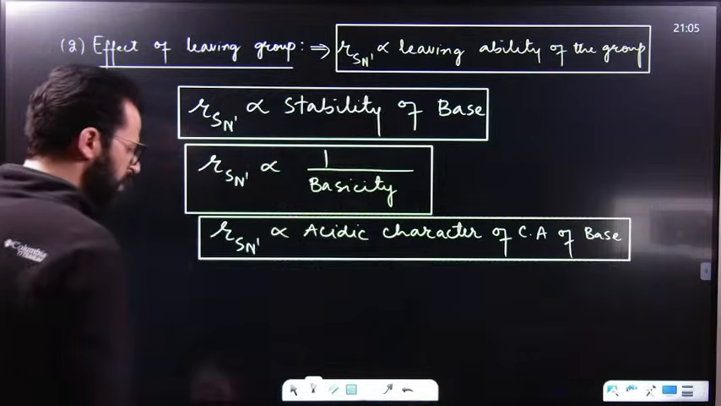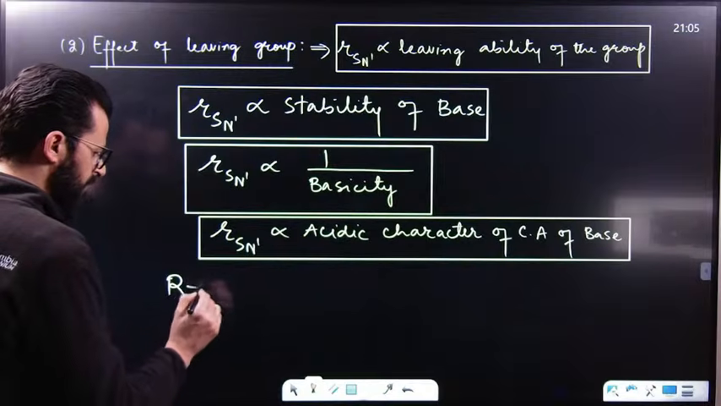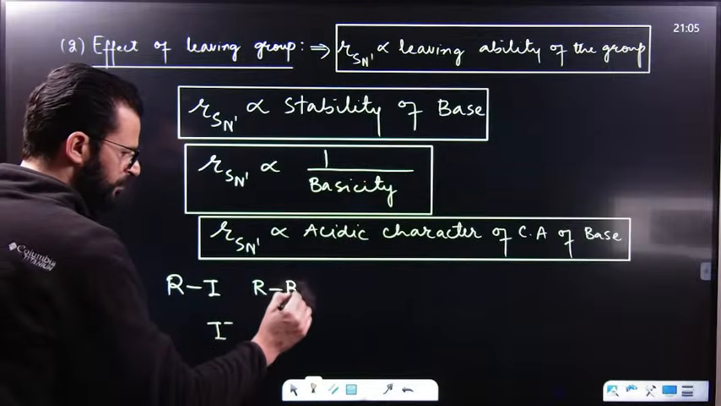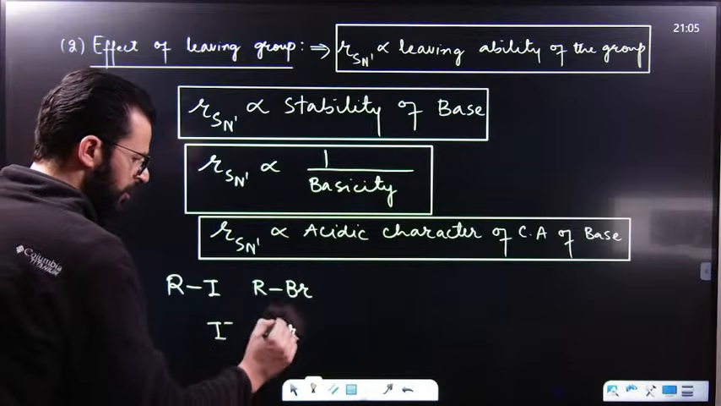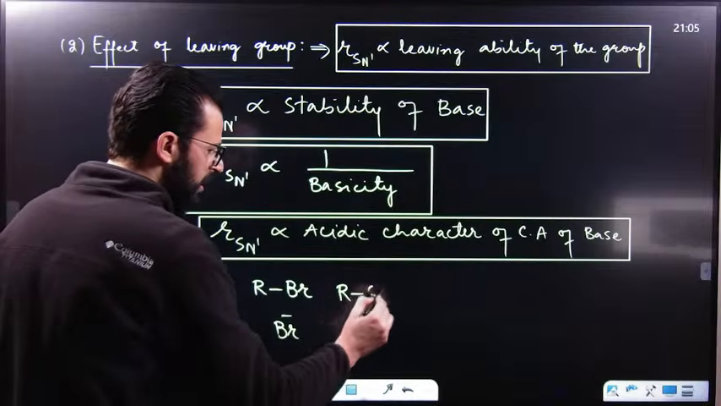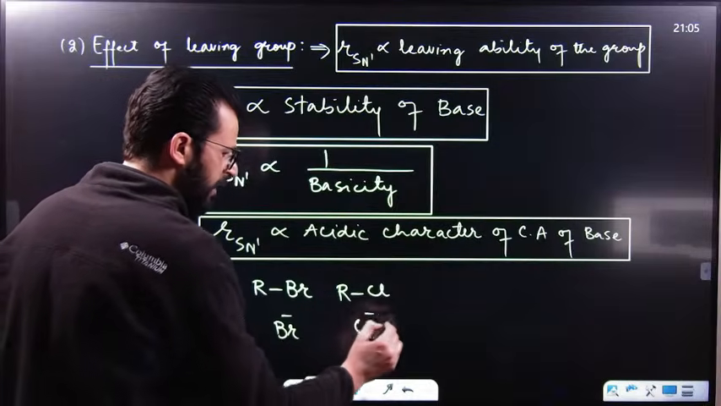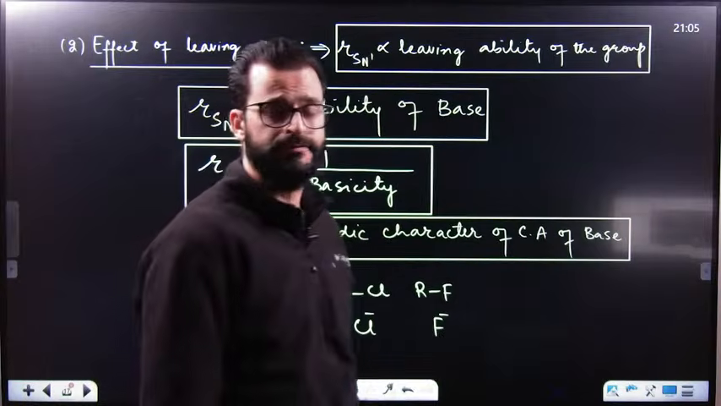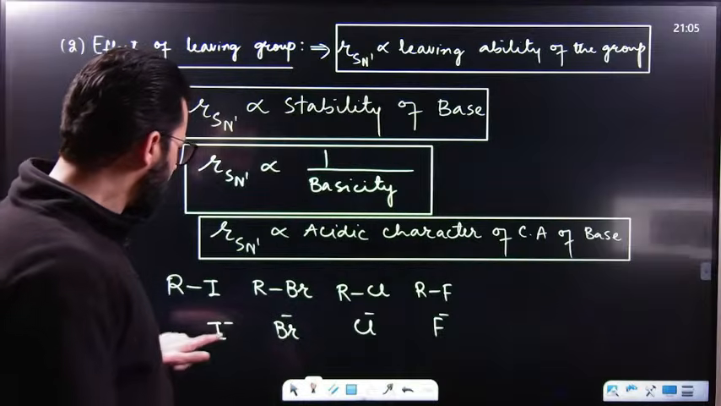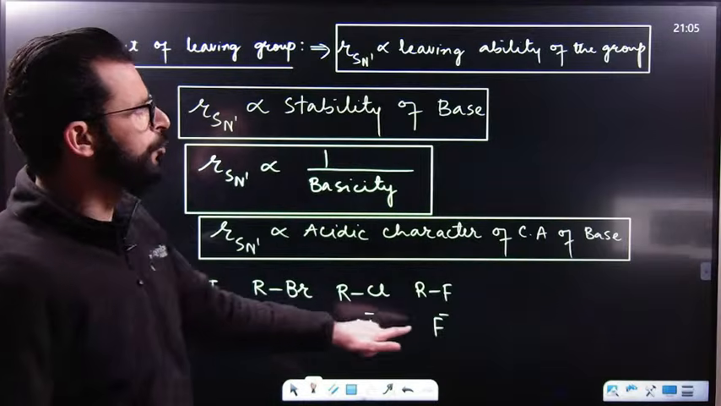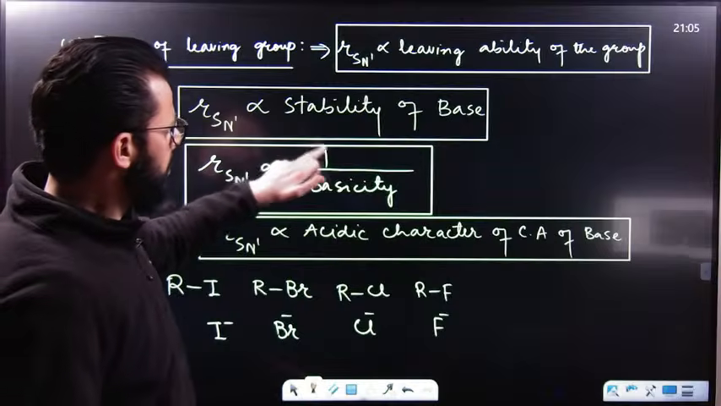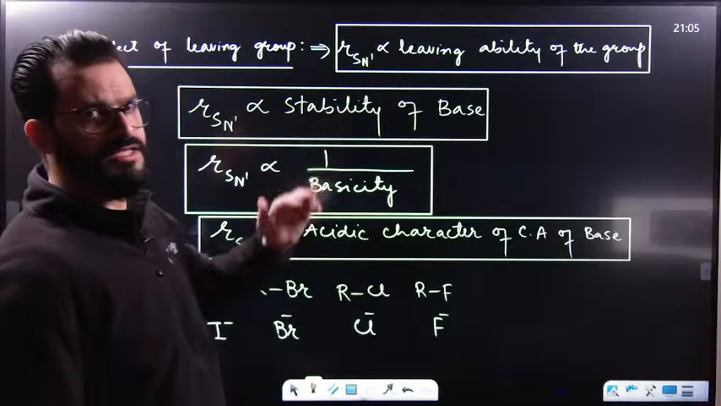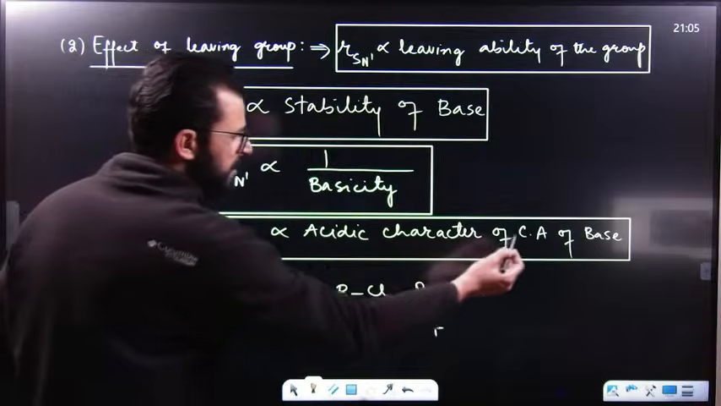Have a look. If I write RI, what is the leaving group? I minus. If I write RBr, the leaving group is Br minus. Have a look and try to understand. If I write RCl, the leaving group is Cl minus. If I write RF, the leaving group is F minus. So we have to see which of the following is a good leaving group. We will simply use either this formula or this formula. Suppose I use this formula.